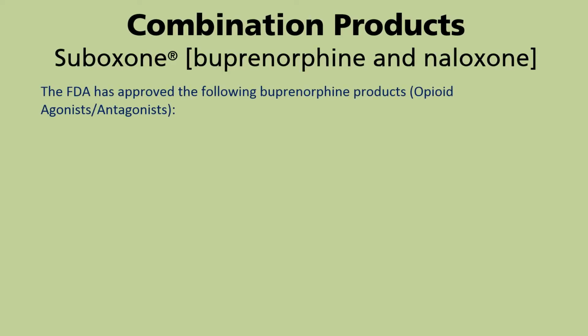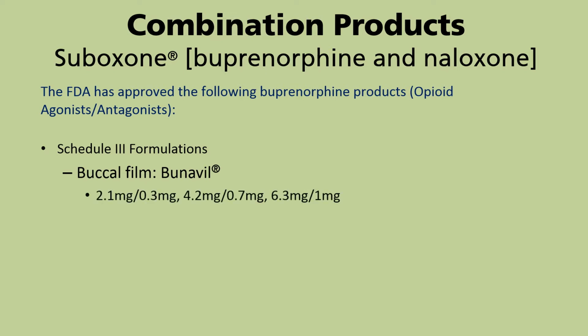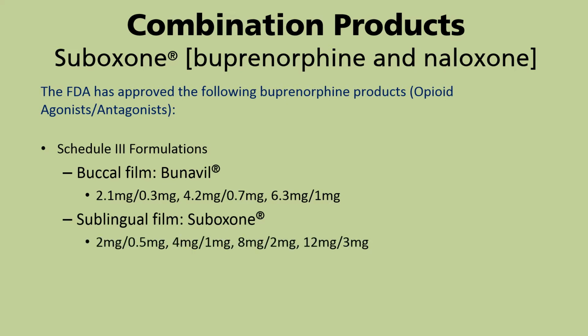Suboxone is a combination of buprenorphine and naloxone given in a variety of formulations similar to buprenorphine. This medication must be prescribed and is dispensed in a pharmacy and is not available over the counter. Suboxone is made as sublingual films and sublingual tablets in a wide dosage range.